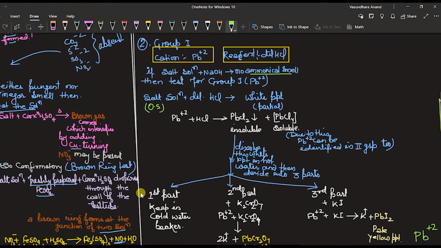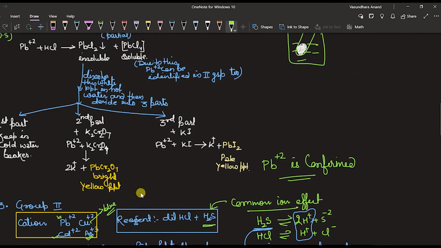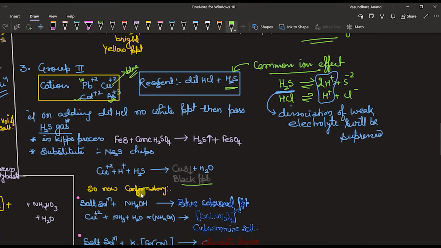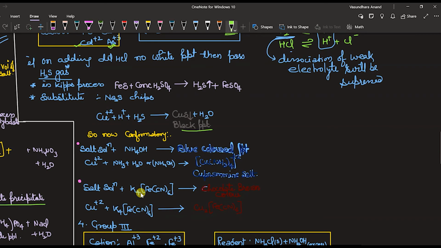Okay, so now I got this black PPT, so we can say that it may be copper or it may be lead. Since lead we have checked in group 1, we don't have to check it in group 2. In group 2 we don't need to test for it. So if we are getting the black PPT, we'll say that copper plus 2 may be present.